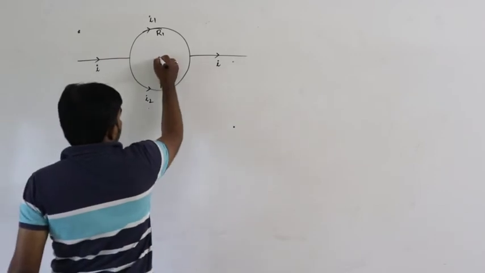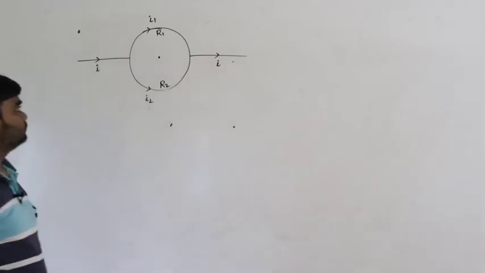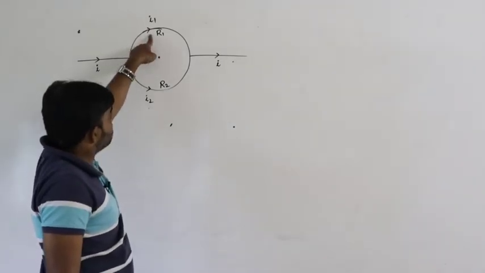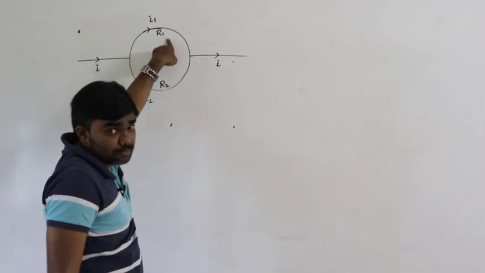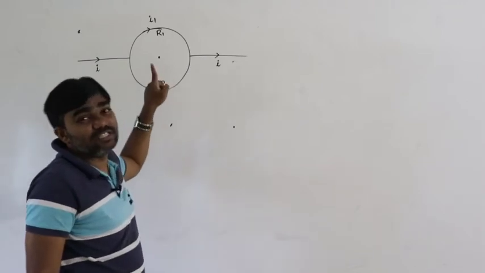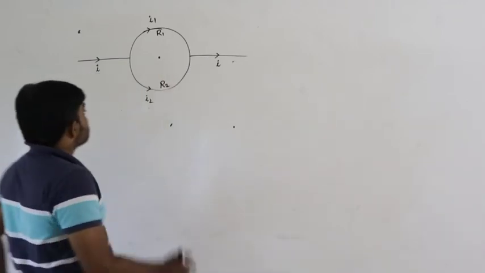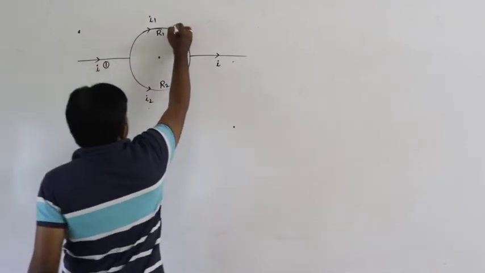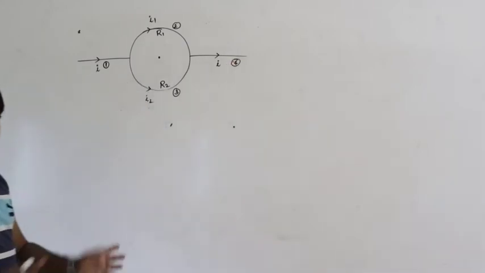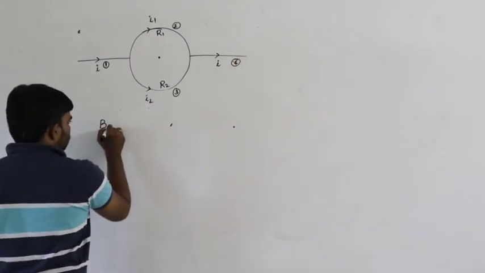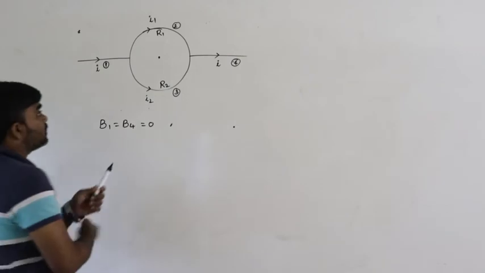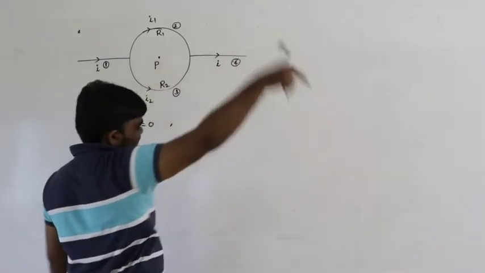So at this position we have to calculate the net magnetic field. I1 is the current that passes through this conductor and R1 is the electrical resistance of this part, and I2 is the current that passes through this and R2 is the electrical resistance of this part. Let us consider 4 conductors, 1, 2, 3, 4. Definitely B1 equals B4 equals 0, because the point P lies on the conductor.